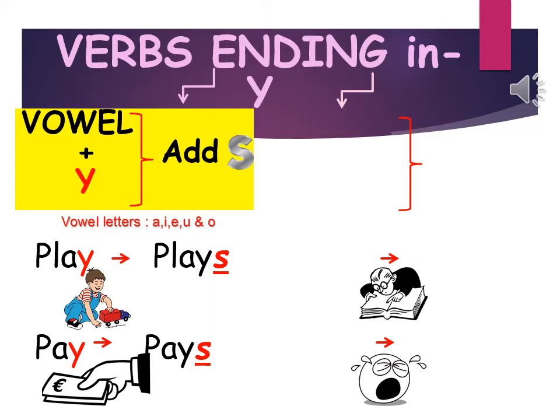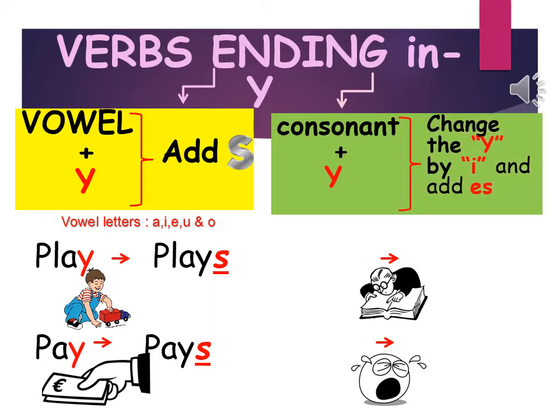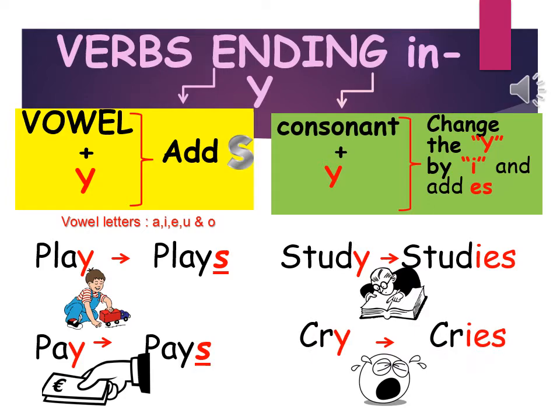The second situation is when the verb ends with a consonant letter, then followed by y. The consonant is a very weak letter and can't protect the y. So we have to replace the y with i and then add es. Like study, studies, cry, cries.